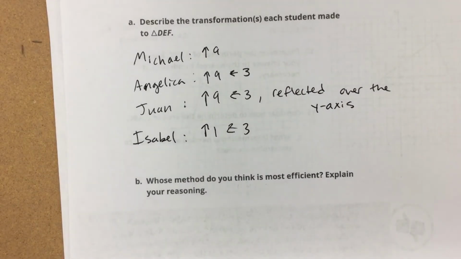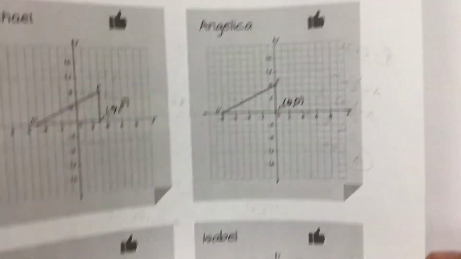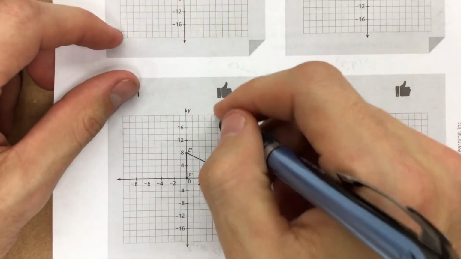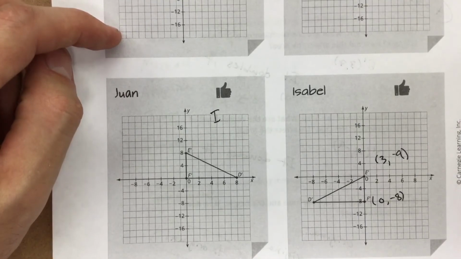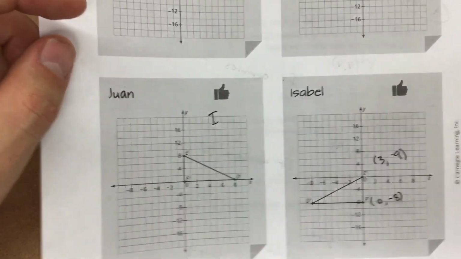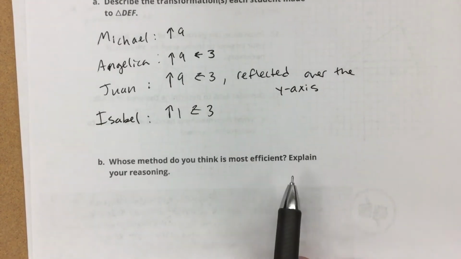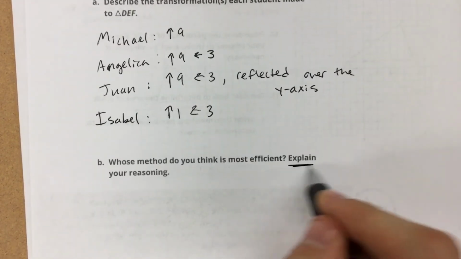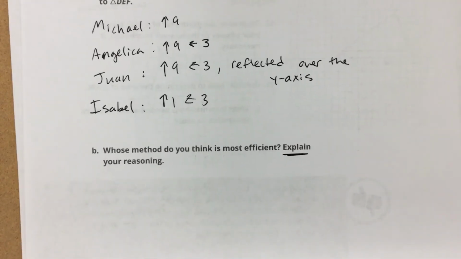So now part B, whose do you think is more efficient? Personally, I like working with all positive numbers. Again, we talked about on the last one how quadrant 1 has all positive numbers. So that reason alone makes me think that Juan's is in fact the best. Again, this is an opinion question. It says, which do you think is most efficient? Explain your reasoning. As long as you can explain whoever you pick, there is no wrong answer on this one. So go ahead and throw down whatever you feel.